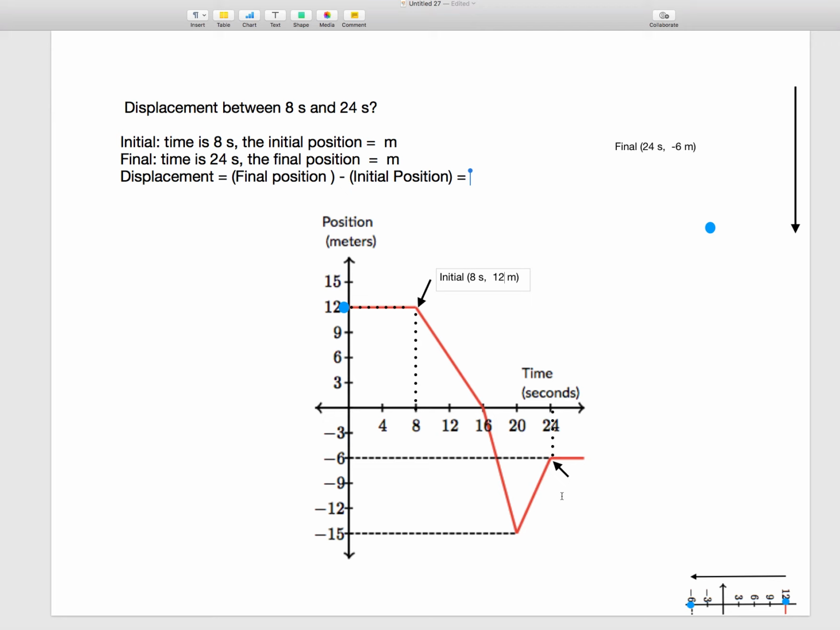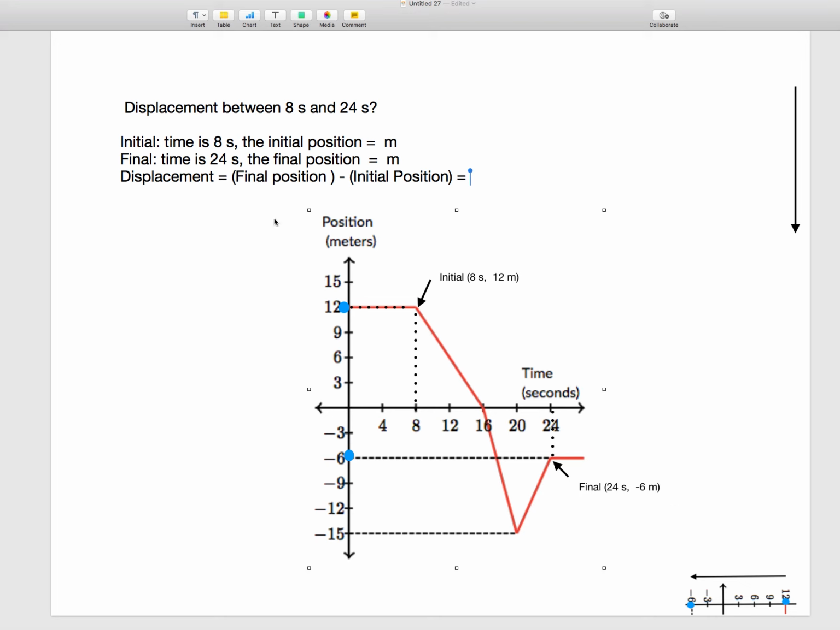So now the final position is here at 24 seconds. Let me bring my data here and say exactly where that is. At 24 seconds, this is the point that I need to extrapolate to the y-axis, and it touches it here. So that will be my final position. That data point here has x equal 24 seconds and y equal minus 6 meters.